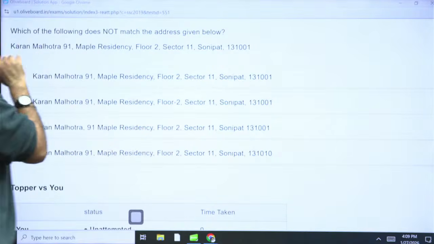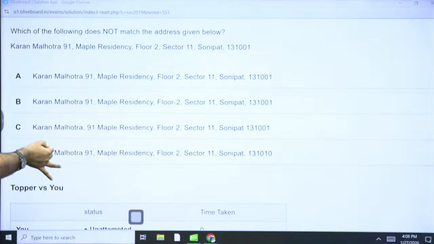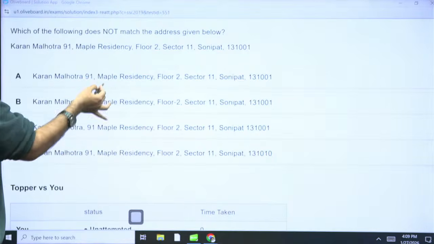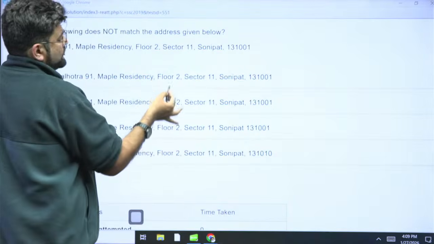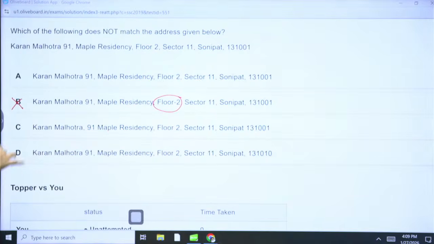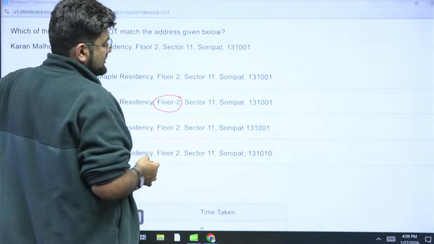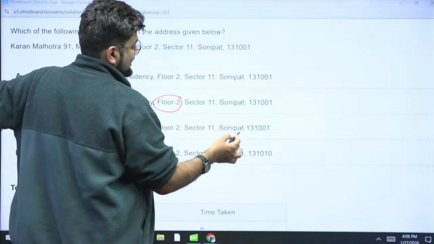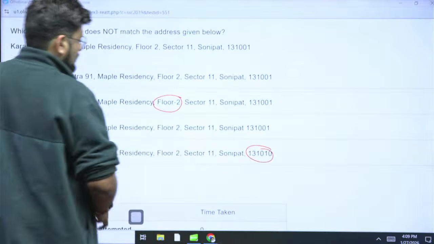But how do we regularly do it? We will look for Karan Malhotra everywhere. Same. 91. Same. Maple Residency. Floor 2 is where the first difference arises. Here there will be a hyphen, so a lot of you eliminate this, thinking that this is not being followed. Then you see sector 11 is the same, Sonipat is the same. But then you see that here there is a difference, so you will eliminate this also.